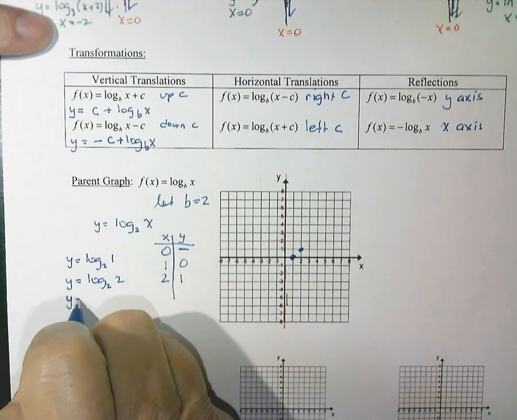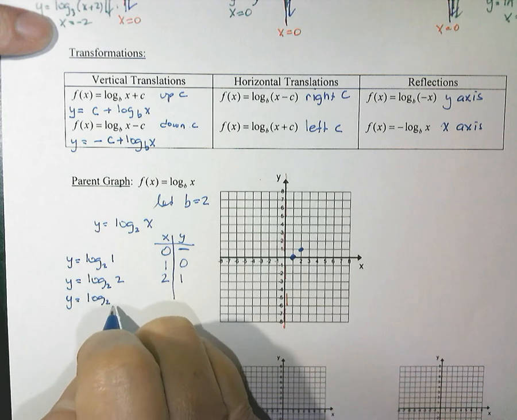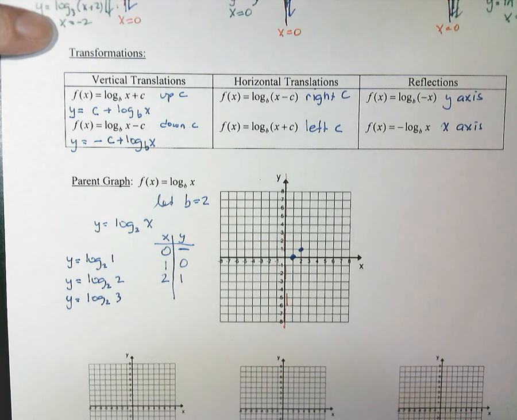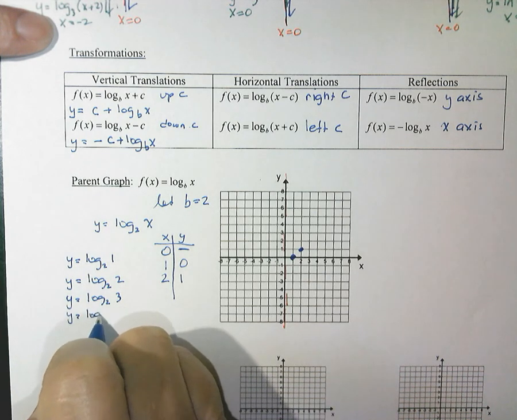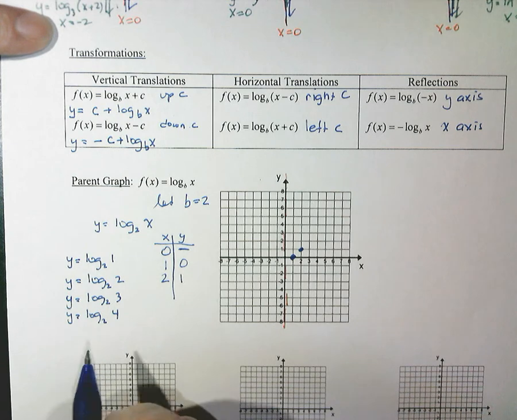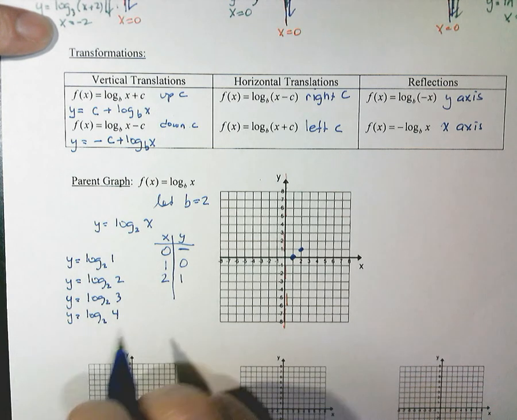Log base 2. If I did 3, I'm going to get a decimal. I don't want to worry about that. I'd rather plot integers. So let's go to the next one. Log base 2 of 4. 2 to what power equals 4? Well, 2 squared equals 4.